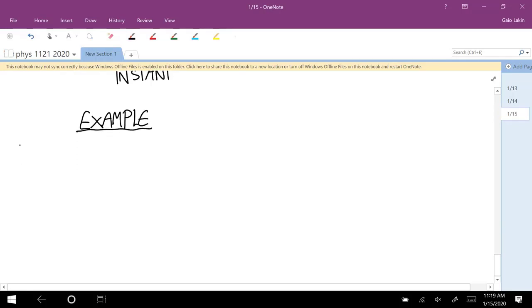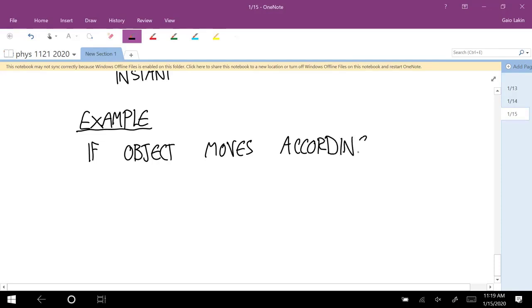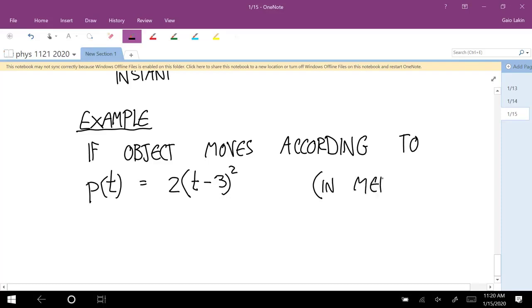So let's think of an example. If an object moves according to a position function of, let's say, 2 times (t minus 3) squared. And let's say this is given in meters.